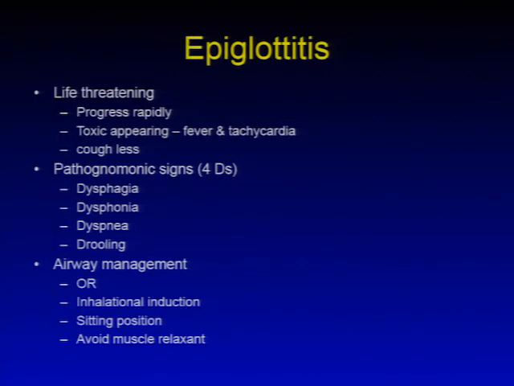Epiglottitis is a life-threatening, progressively rapid disease that can appear very toxic with fever and tachycardia. Cough is not as present. The pathognomonic signs are the 4 Ds: dysphagia, dysphonia, dyspnea, and drooling. Airway management is done in the operating room in case a surgical airway is needed. Inhalational induction is done in a calm atmosphere and usually in a sitting position, and muscle relaxants are avoided.